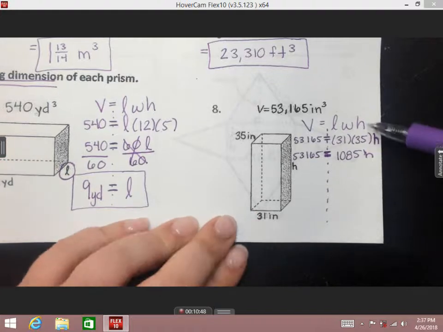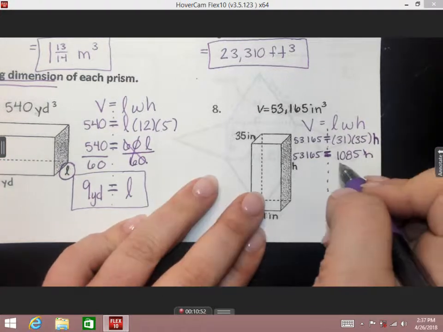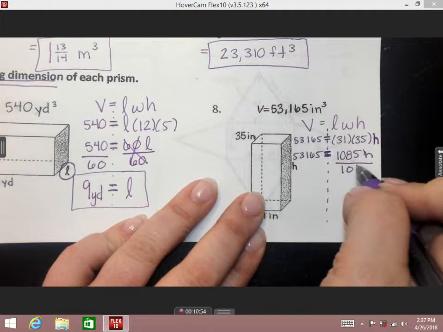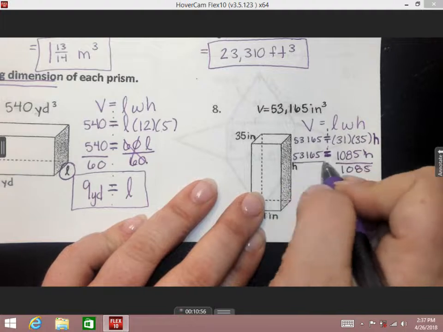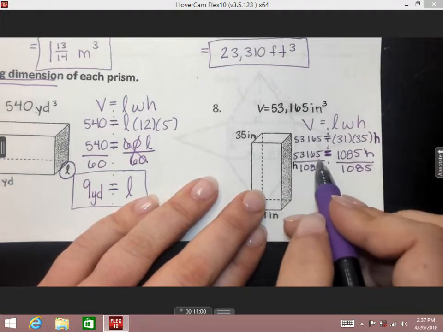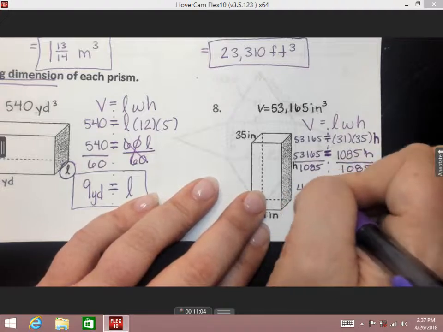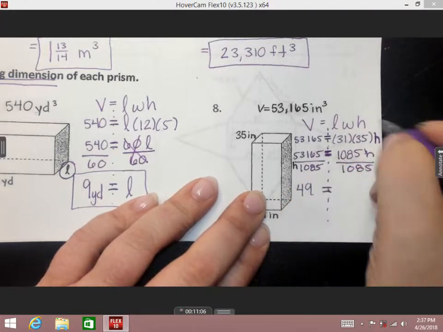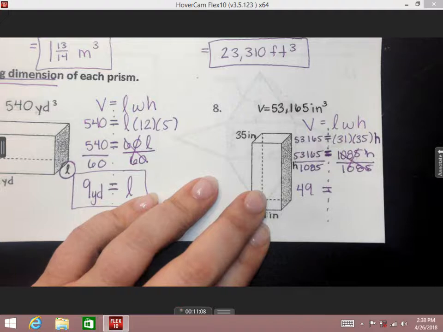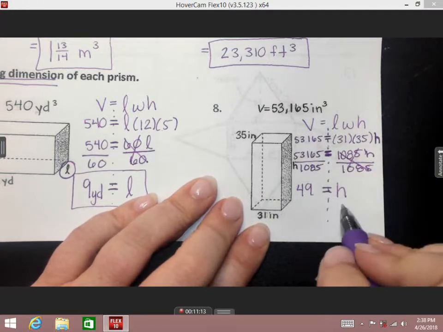Okay. Our formula, we have our numbers that we multiplied. Now we want to divide to get rid of the 1,085. If I do it to one side, I do it to the other. 53165 divided by 1,085 gives me 49 equals the 1,085 on top and bottom will cancel, leaving me with H. So 49 equals my height.